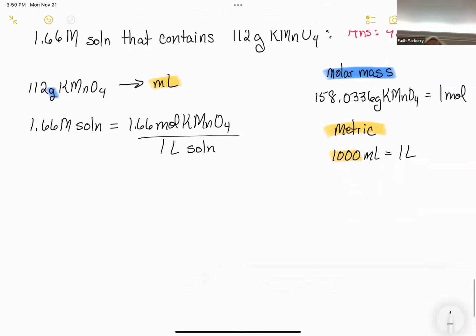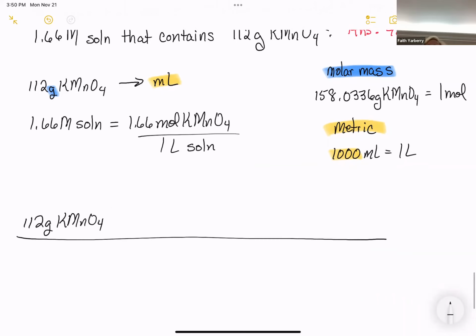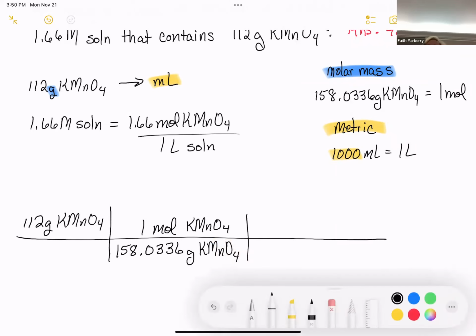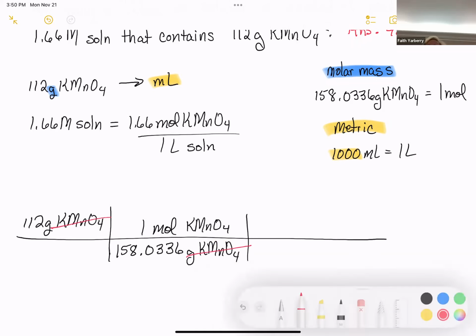So getting ready to do this problem, you have 112 grams of KMnO4. You start with the molar mass of KMnO4. The gram portion of the molar mass goes into the denominator, with the mole portion in the numerator. We do that so that our unit and substance cancels out, leaving moles KMnO4.